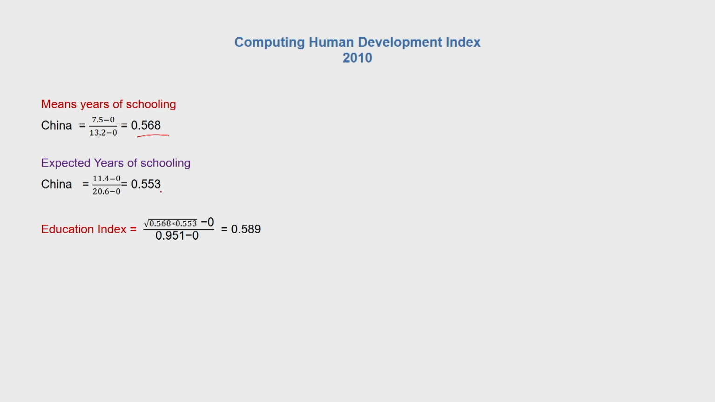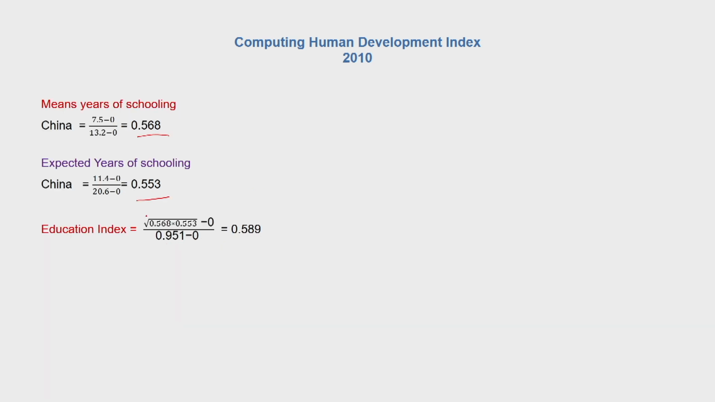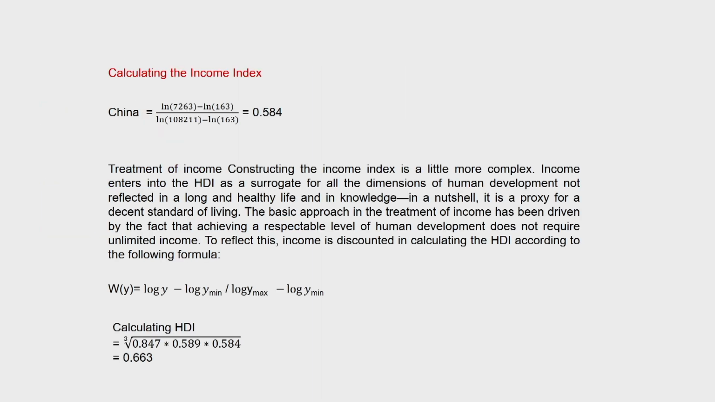Expected years of schooling is 0.553, and then the education index is basically the geometric mean of both of these indicators, and then that is transformed into this index value by using the same formula. The geometric mean value is the actual value of the index minus minimum divided by maximum minus the minimum, which comes out to be 0.589.